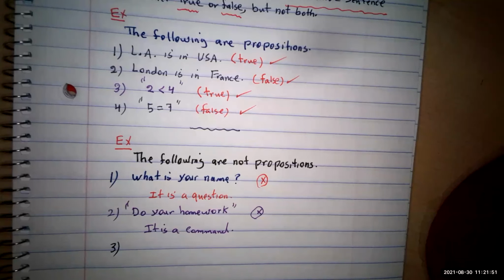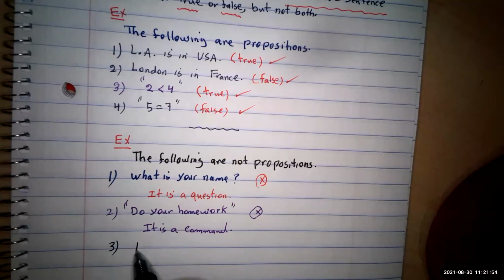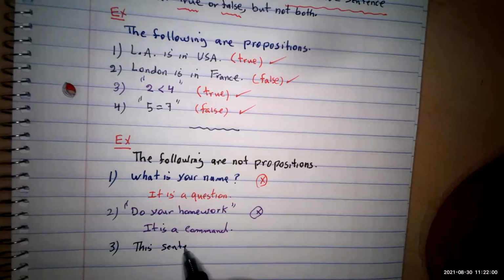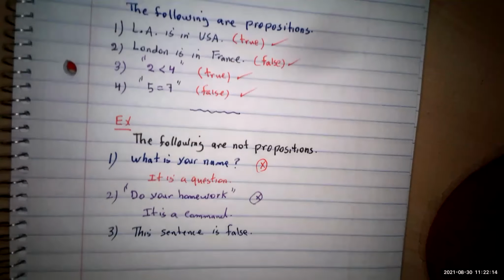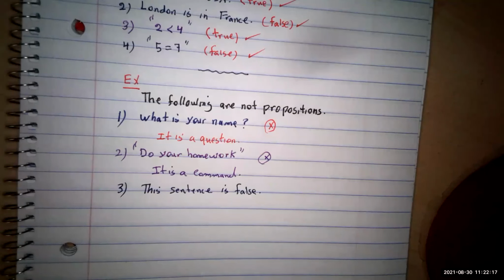This next one is interesting. Look at this one. This sentence is false. This sentence is false. What's wrong with this one? It's a paradox. What do you mean? Which part is the paradox?